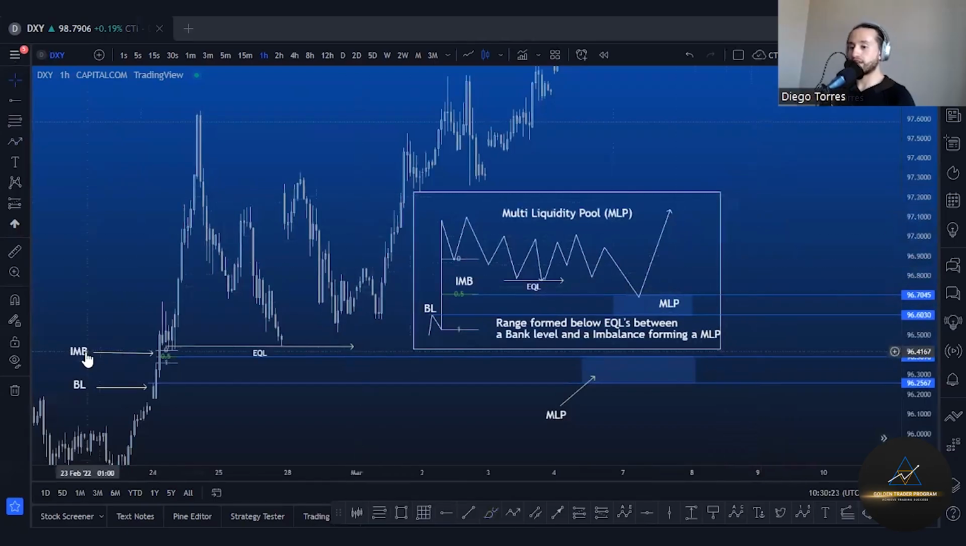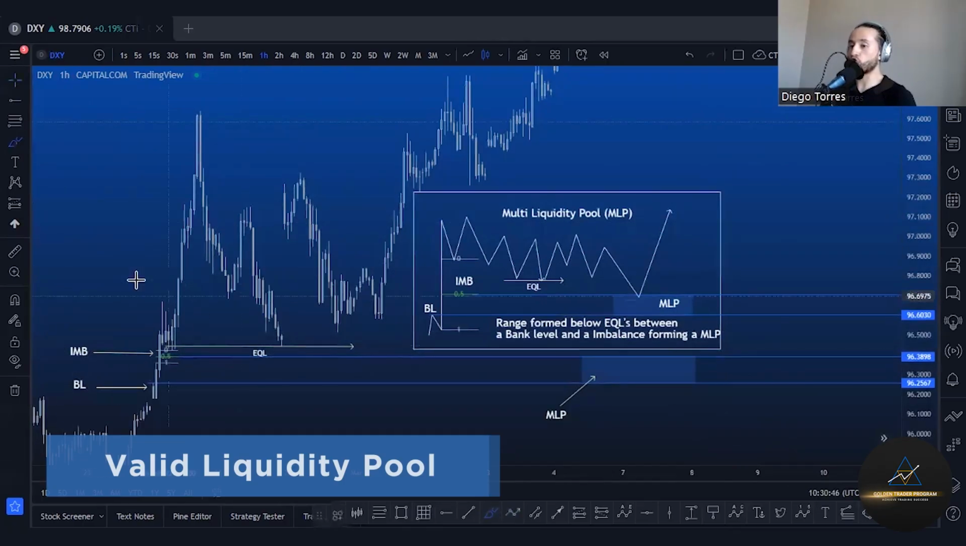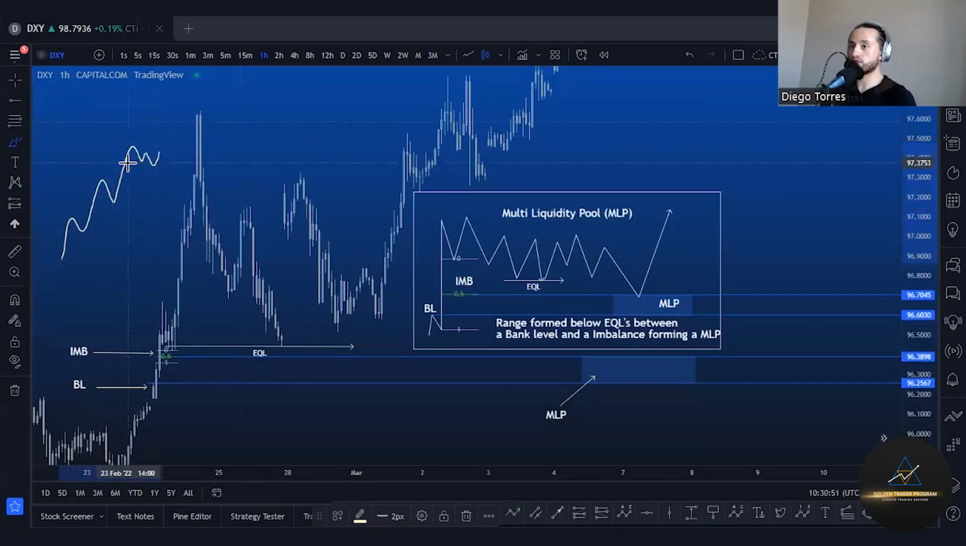So just to recap, it's a combination of two levels: a bank level or an imbalance, or even a banker block if there's one there, and then you draw the range. So if you were to take the trade with just the bank level or just the imbalance with the equal lows, it's just not valid because the probabilities are low. You even need a valid liquidity pool, which is a form of a double structure, such as this. So equal lows, you've got your two structures, and you do your zone from there. So that's a valid liquidity pool.